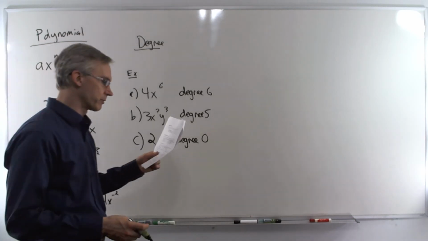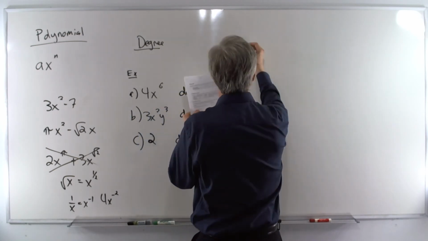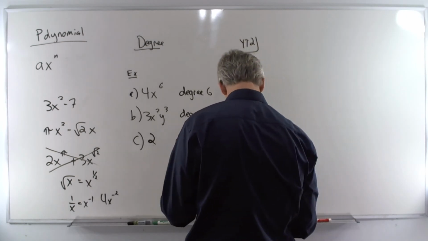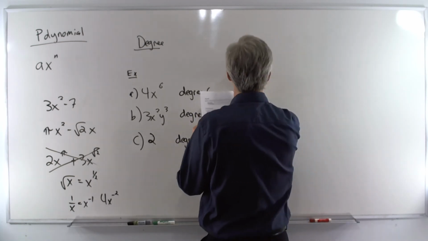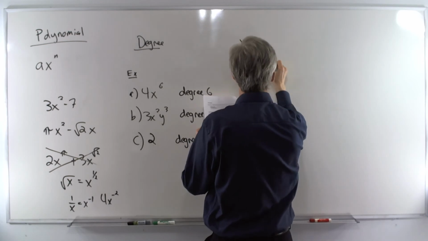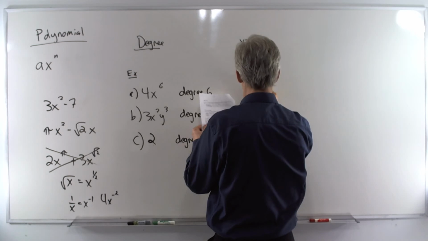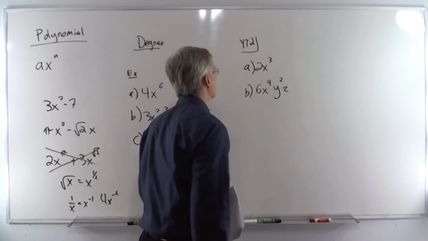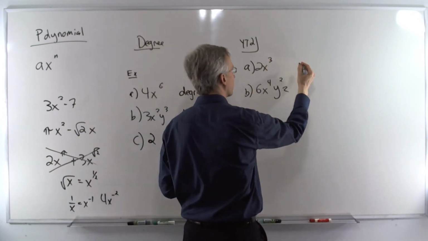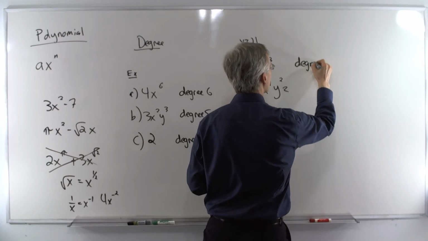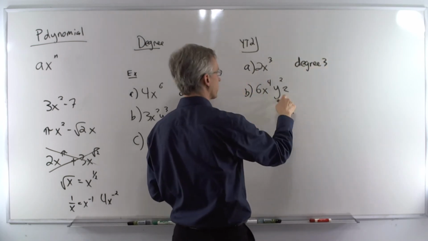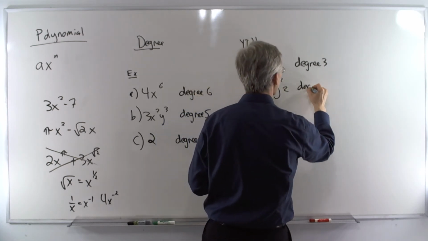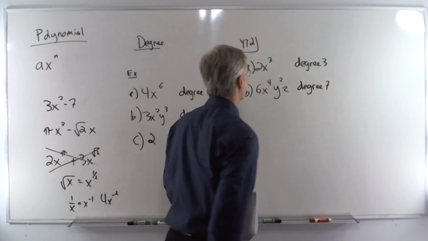Your turn number 2. Determine the degree of those two monomials. So for the first one, we have just one variable, so the exponent is the degree, so we have degree 3. And this one, we're going to add up all the exponents. We got 4, 2, and the implied 1 here. So 4 plus 2 plus 1 is 7. That's a degree 7 monomial.